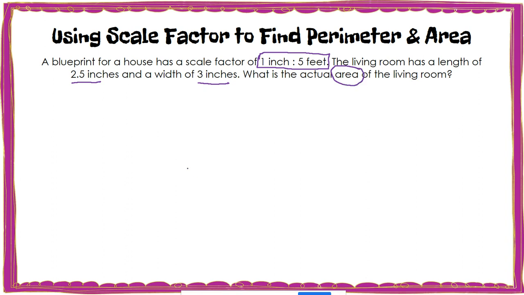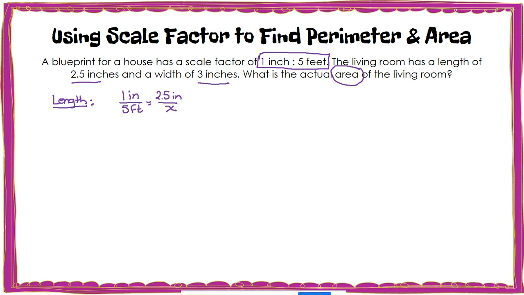To be able to find the area of the living room, we need to find the actual length and the actual width of the living room. So we're going to use our scale factor, which says 1 inch to 5 feet. Let's start by finding our length. We're going to use the scale factor of 1 inch to 5 feet to make a ratio. And then we know that the length in our blueprint is 2.5 inches. So since inches are in my numerator here, I'm going to put inches in my numerator here. What I don't know is how many feet that is in real life.